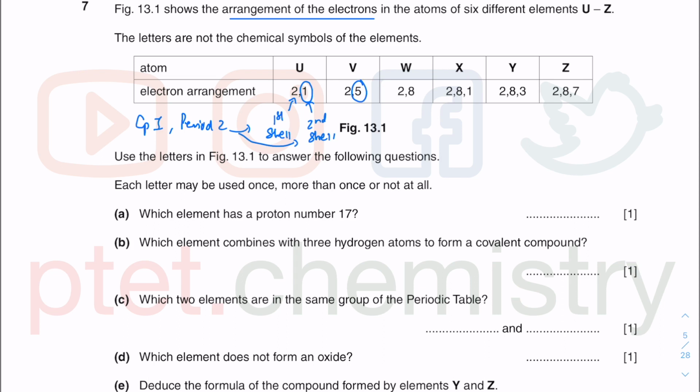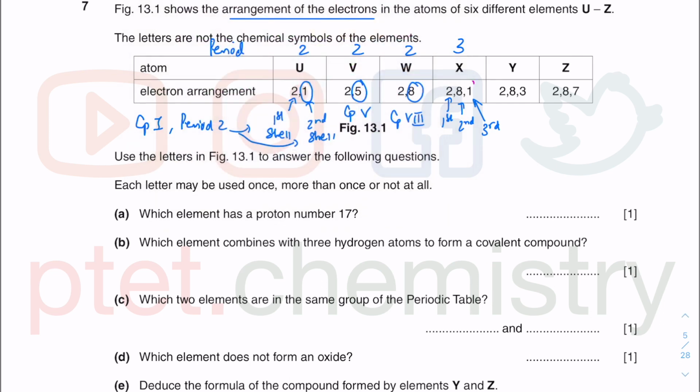As for this one, this must be group 5, but period 2. This one must be group 8 and also period 2. So if I write the period number on top here, 2 shells being occupied means period 2, the second row of the periodic table, because it fills up to 2 shells. This one fills up to the first, second, and third shell, so this must be period 3.